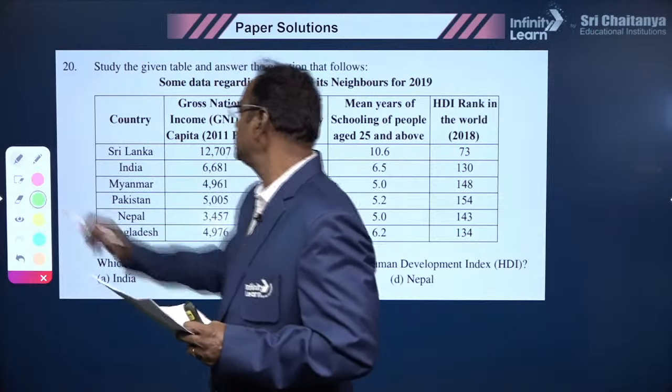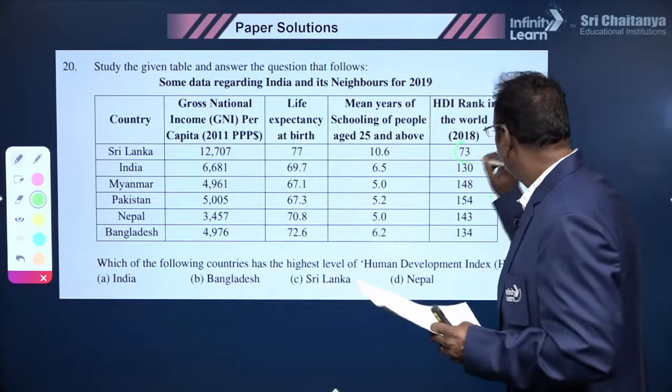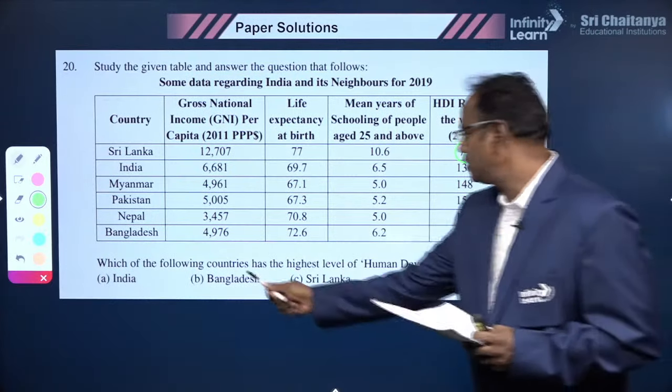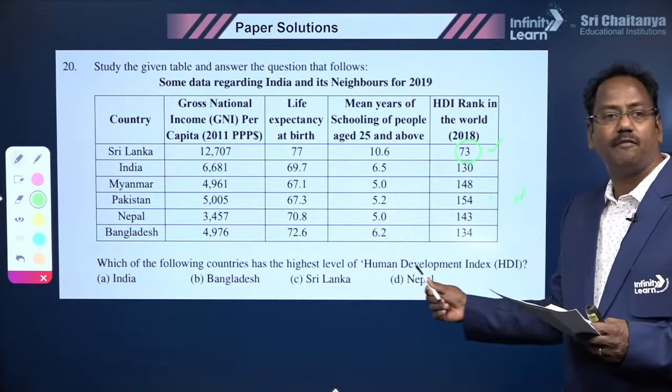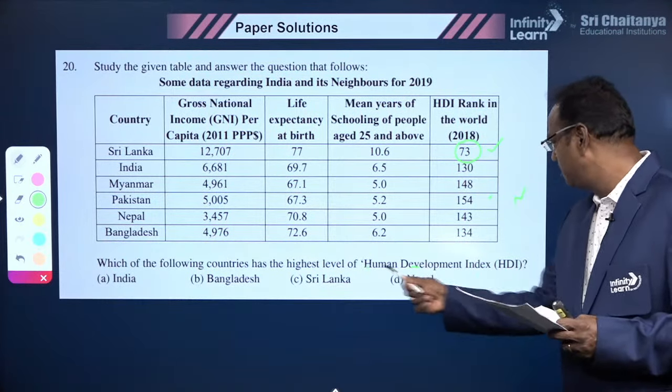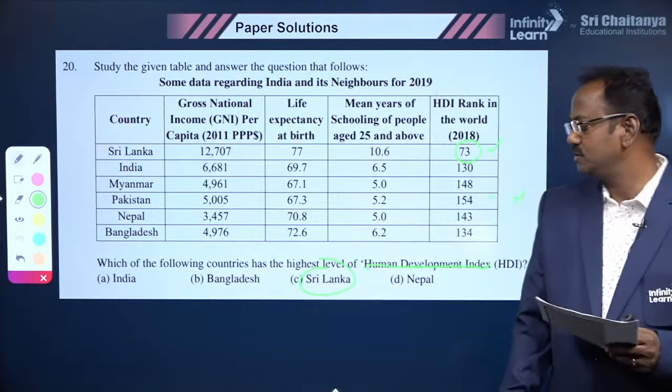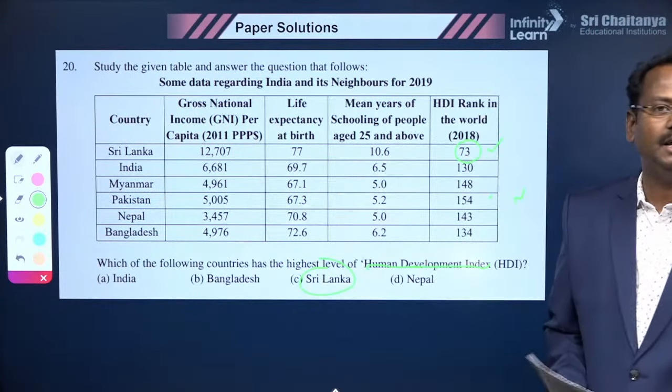Its development is highest. So now the right answer is Sri Lanka. Which of the following countries has the highest level of Human Development Index? The answer is Sri Lanka. So the answer for question number 20 is C.